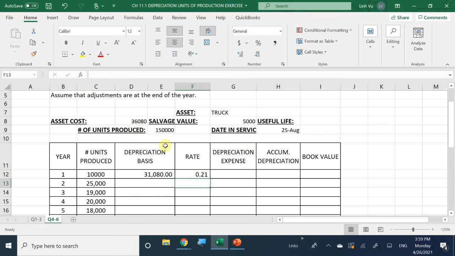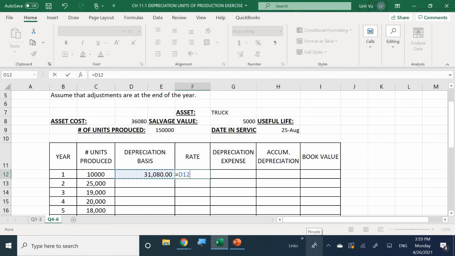So what number did you guys use? Depreciation basis divided by the number of units produce that year? Oh, geez, I'm sorry. Yeah, that's where I messed up.